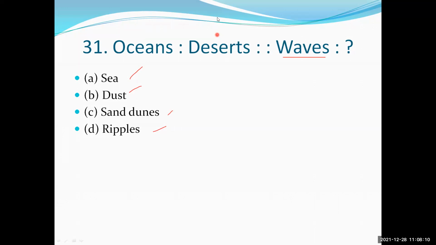You can use both ways. You can unmute and speak, or you can use the chat box. From the chat box, I can see Sanyush answered that question. Others also try to answer. How are you going to come to the answer? Like this: in oceans, there are waves, so in deserts, there are sand dunes. Sanyush explained also. Yes, Mayuri also answered sand dunes.